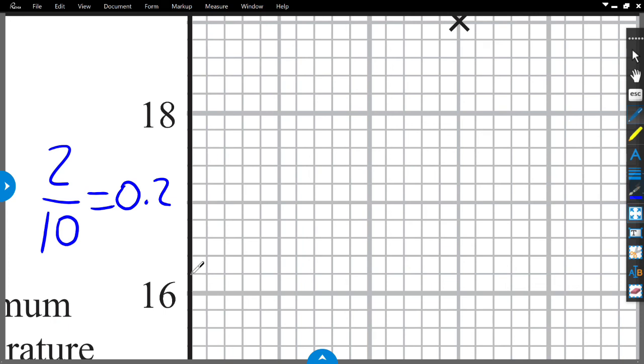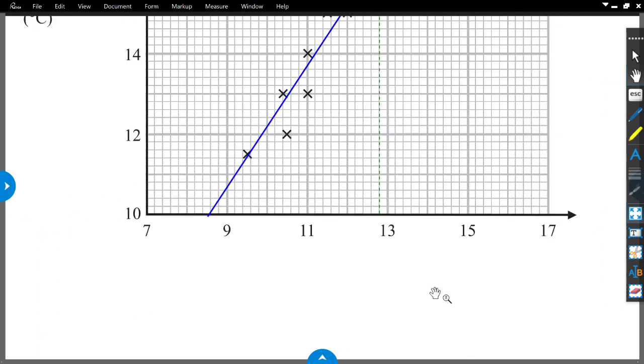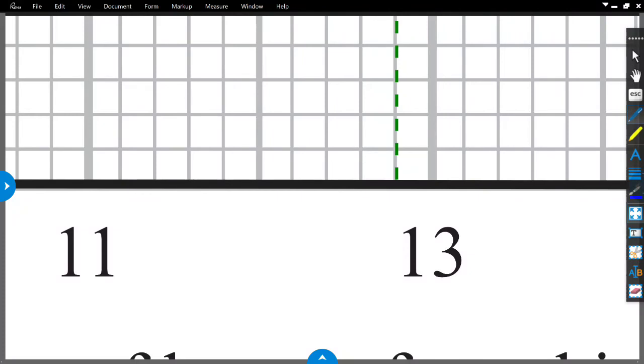So 16.4 is going to be 2 boxes above 16. Let's just see if this trend works. So 16.6, 16.8, 17. Yes, that does work, and that's halfway between both. So next we want to draw a line from 16.4 to our line of best fit, and then down to the x-axis. Now again, we need to be careful of the scale here. That's not 12.9. This is a jump of 2 across 10 again, so it's going up in 0.2.